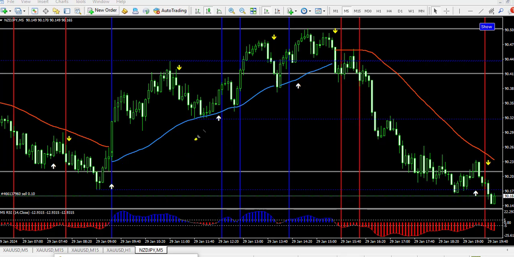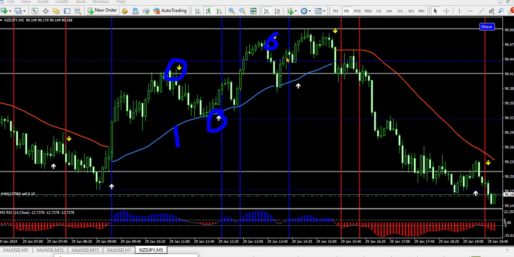And for continuation, we are going to take this buy. This will not be taken because it is against this particular indicator. This will not be taken since it is against it, and this will be taken. So this is how to use this particular strategy.